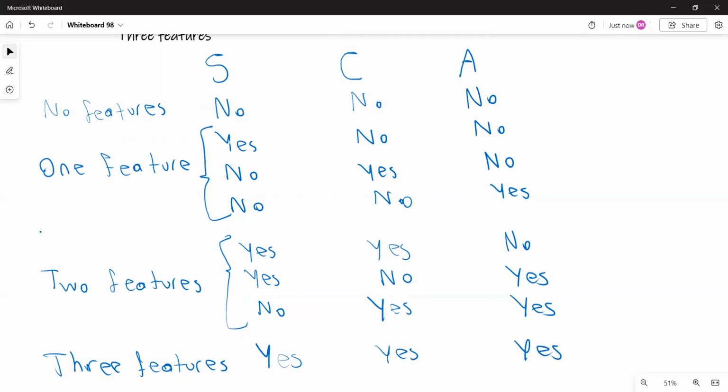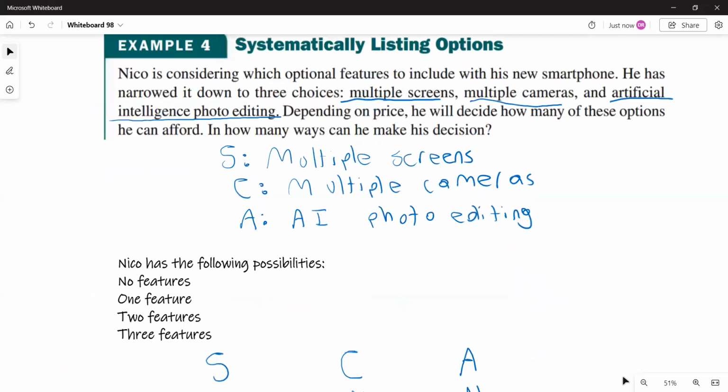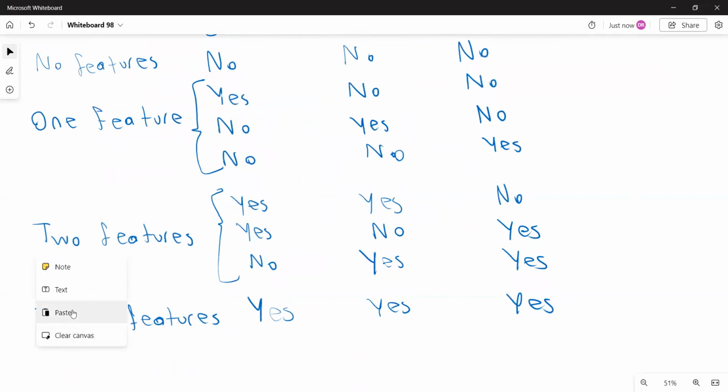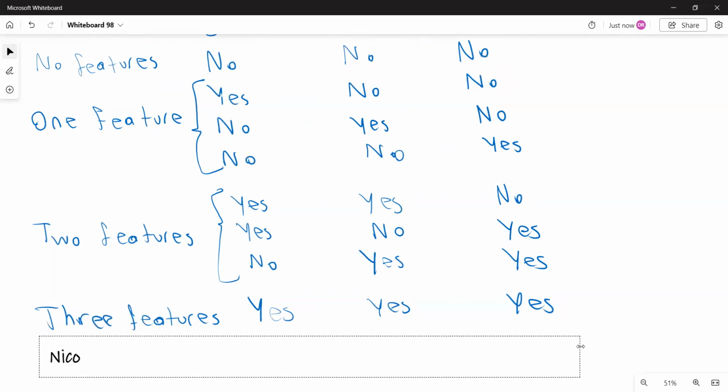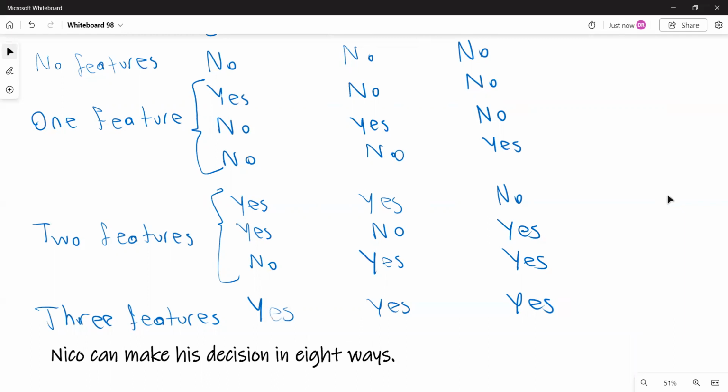So at the end, if you count the choices, he has 8 ways. Let's read the problem again. In how many ways can he make his decision? So Nico can make his decision in 8 ways. So that was strategy number 3.